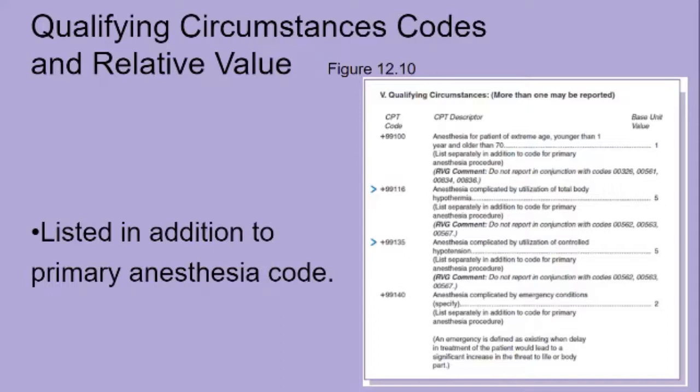So these are going to be qualifying circumstances. You need to read through these and make notes. So when you're reading your scenarios, you're going to stop and think, do I need that extra CPT code? And again, these are found in your anesthesia guidelines.